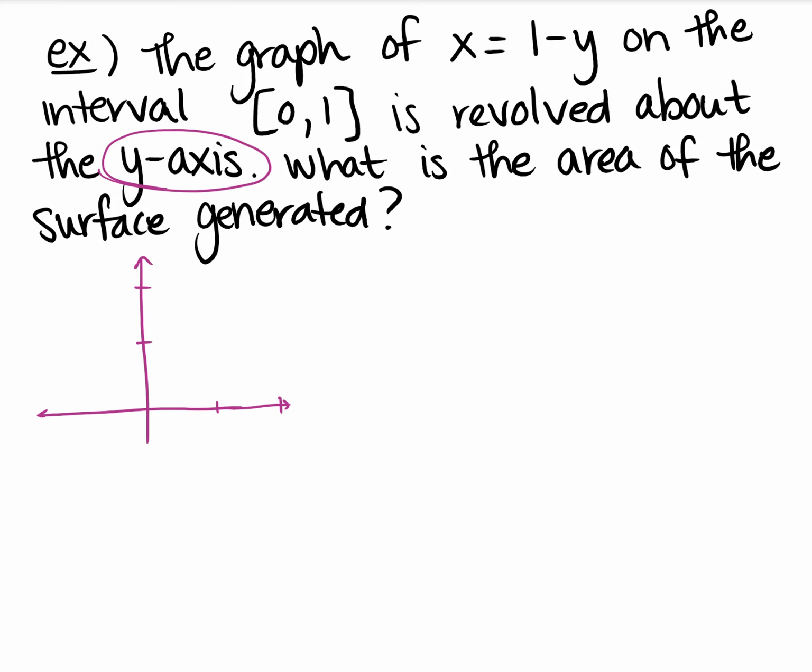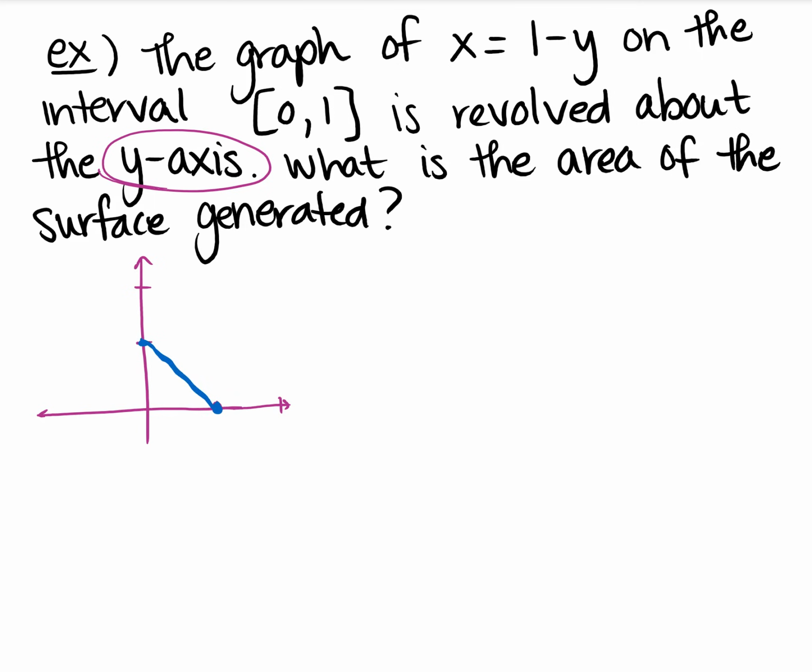So from 0 to 1. When y is 0, meaning I've gone nowhere up and down, x is 1. So I know I'm here. Let's do a different color. When y is 1, x is 1 minus 1, which is 0. So when y is 1, x is 0. So it looks like this is going to be what I have. I have just a line.